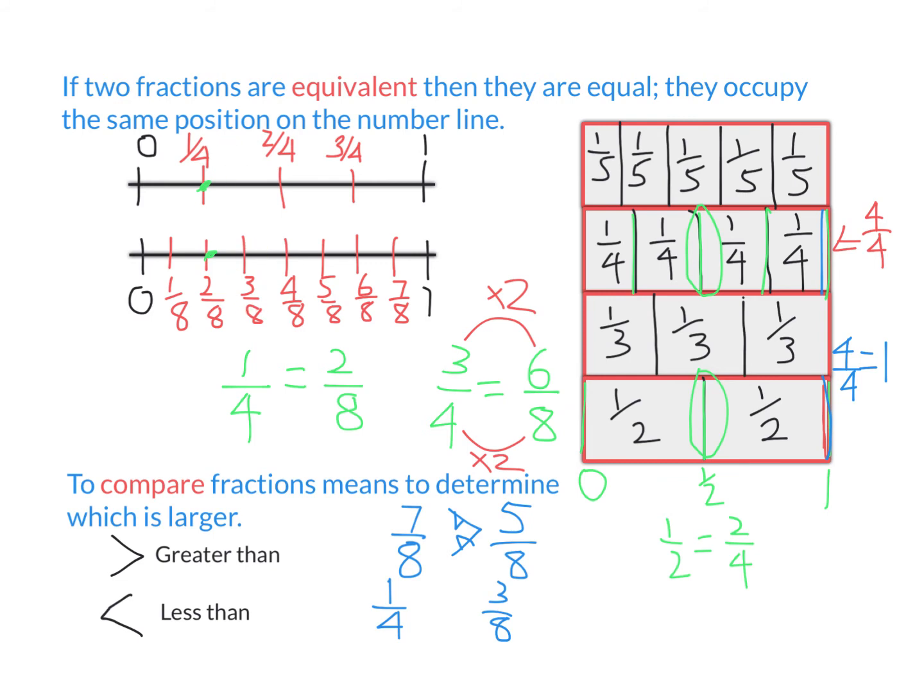So the crocodile eats the bigger number. This time it's going to point this way. We want the crocodile to eat the bigger number. So this statement says 7/8 is greater than 5/8. This one says 1/4 is less than or equal to 3/8.